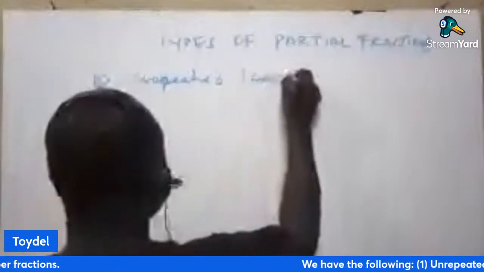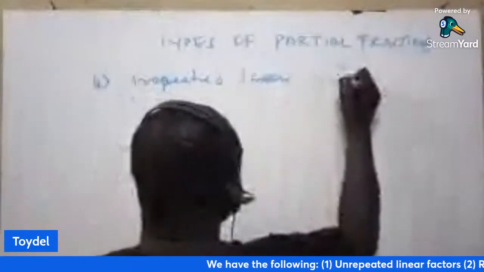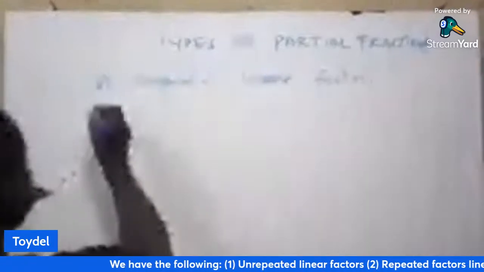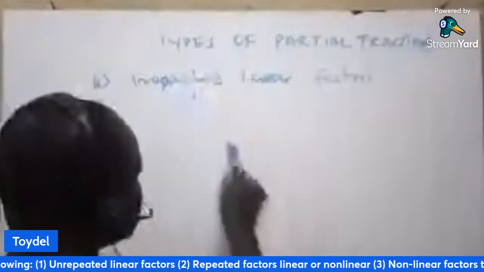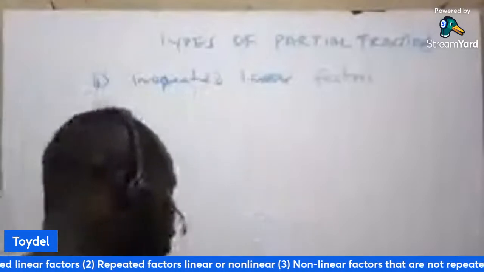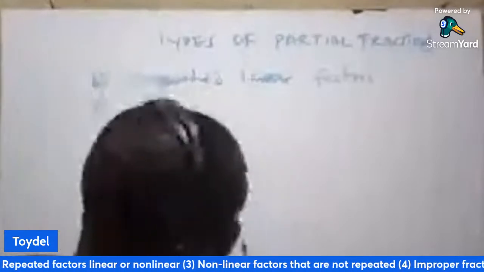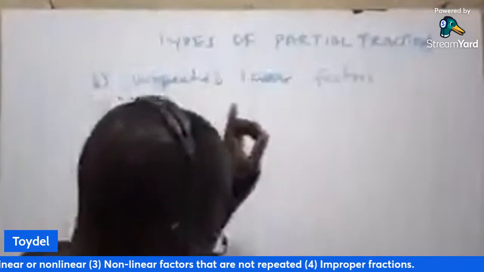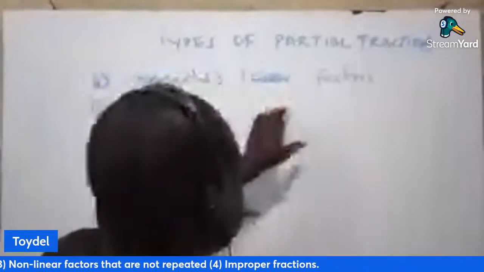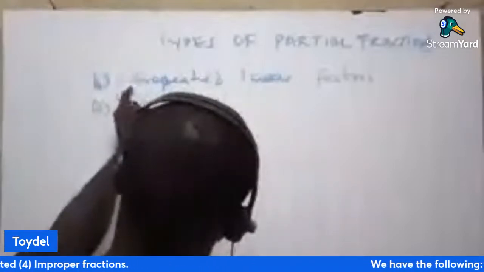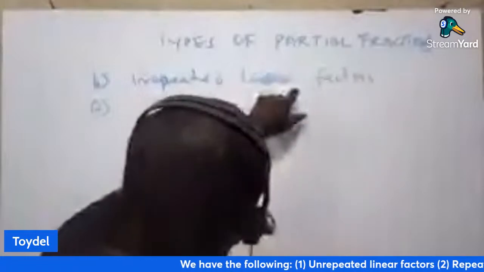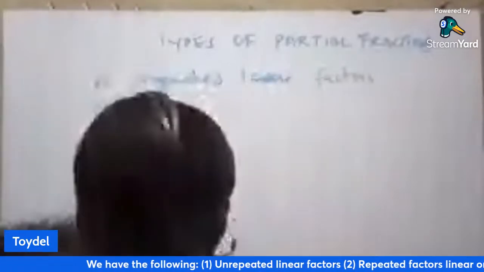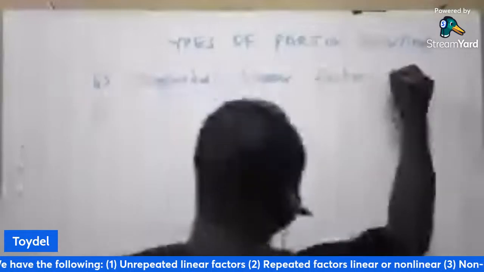Unrepeated linear factors. Like the first example that we considered, the nature of the denominator is unrepeated. It's not the same thing; one is x plus 1, the other one is x plus 5. They are linear in the sense that their degree, their power, is x to the power 1. It's different from x squared plus 3, which is quadratic. So the first type of partial fraction is unrepeated linear factors, and we have already considered an example under this.